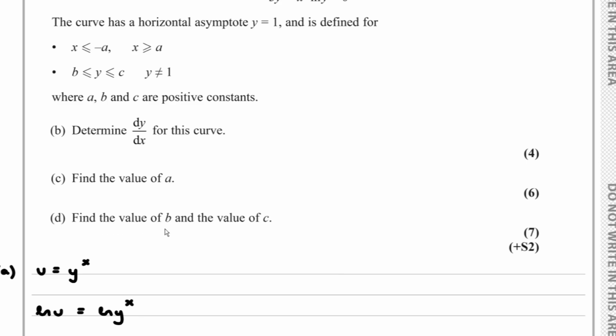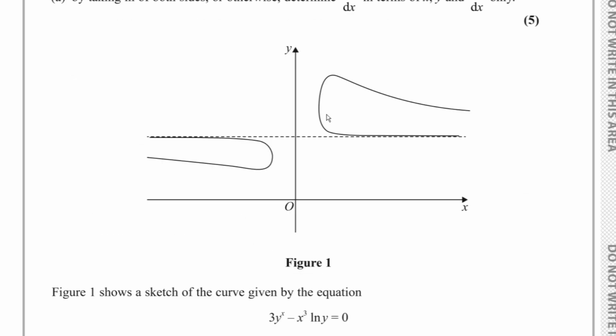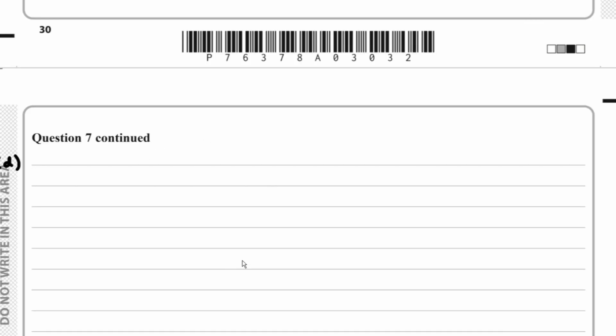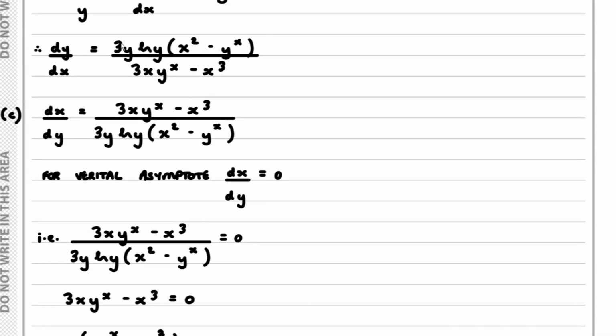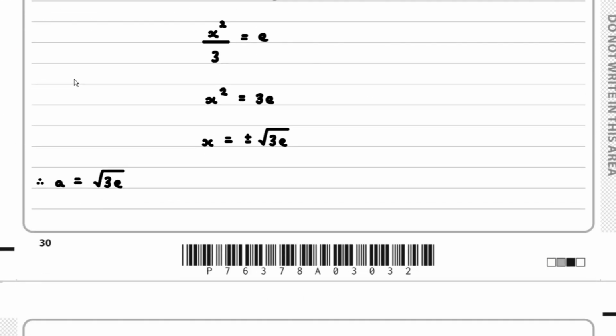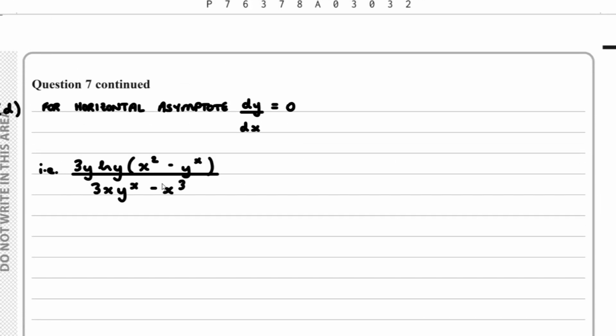Part D, find the value of B and the value of C. Of course, in this question now, we have to look at the horizontal asymptotes. And for horizontal asymptotes, dy over dx equals 0. And we already know what dy over dx is, we worked that out in part B. So if we set that equal to 0, we have the following equation.